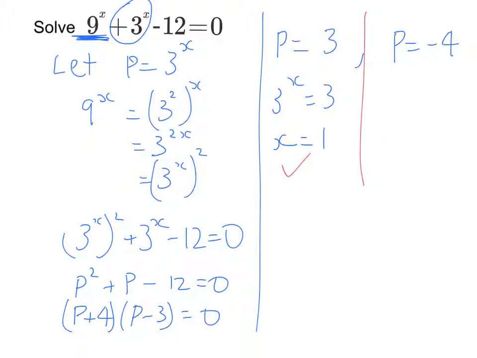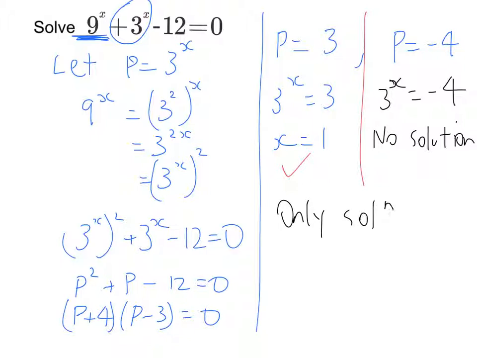And then what about this one over here? I'd end up with 3 to the x equals negative 4. Well, there's no way I can put some number in there for x that gives me a negative result. That's just one of our properties of indices. There's no solution there. Okay, so my only solution is x equals 1.